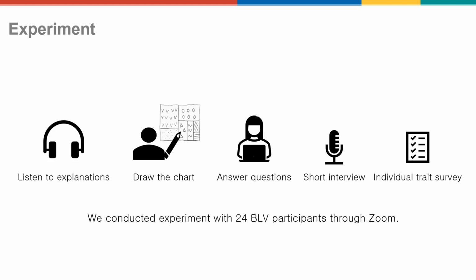To test which strategy is effective, we conducted an experiment with 24 BLV participants. We asked them which chart types they are familiar with beforehand to leverage their prior knowledge. Participants read an explanation for a chart type that they did not know. They then drew the chart on a paper and answered questions that test their comprehension. Each participant was shown 4 explanations. We also conducted interviews afterwards to learn about their needs and preferences. Lastly, participants completed an individual trait survey.